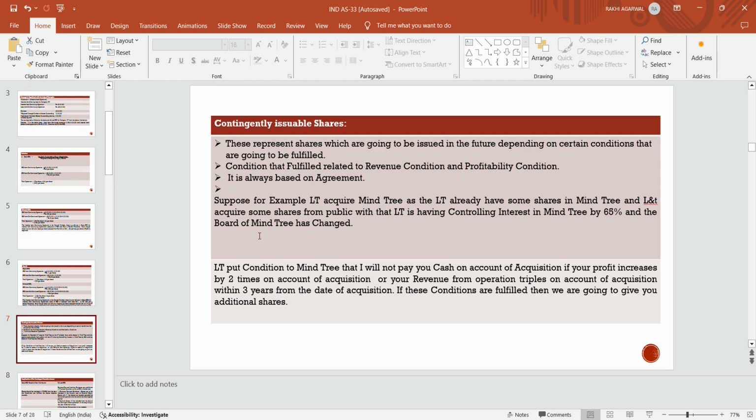Or if revenue from operation triples on account of acquisition within 3 years from the date of acquisition. If these conditions are fulfilled, then we are going to give you additional number of shares. So these are the contingently issuable shares, means the additional number of shares is given on fulfillment of certain conditions at the time of acquisition. There is a contract between the acquirer and the acquiree, it is always based on an agreement.